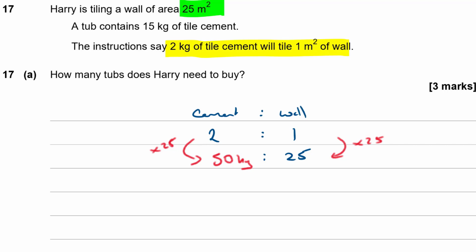Okay, now a tub contains 15 kilograms of cement. So how many tubs am I going to need? Well, how many times does 15 go into 50? So 15, 30, 45, 60. So 3 tubs would be 45, which is not quite enough. 4 tubs is 60, which is more than what we need, but we can't have less than what we need, and we can have a little bit left over. So it's going to be that one there, isn't it? 4 tubs.